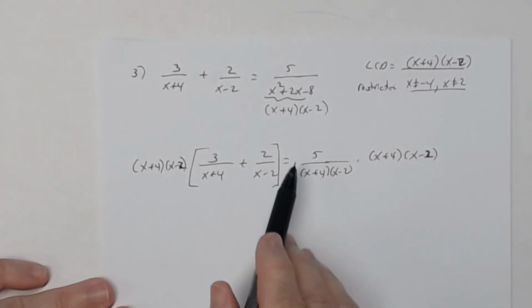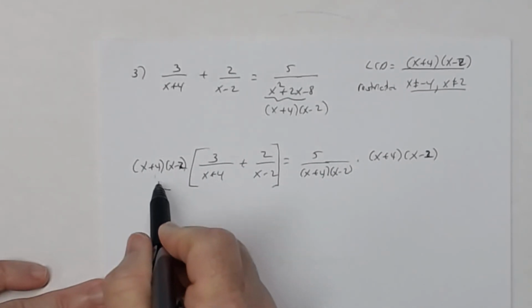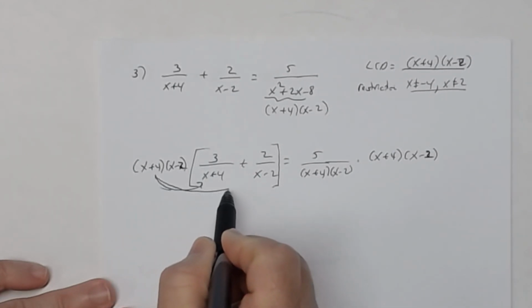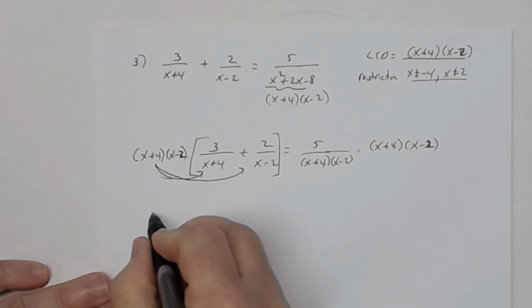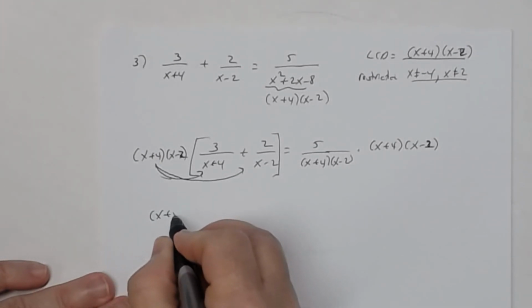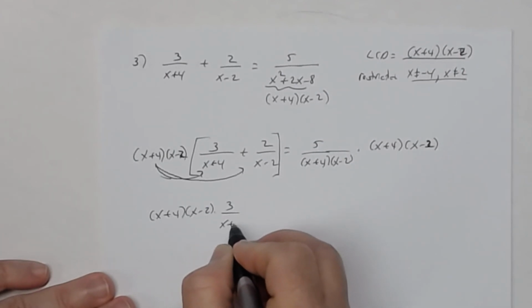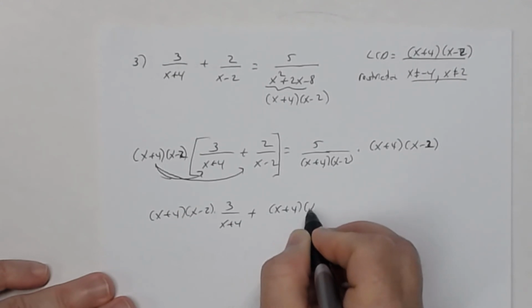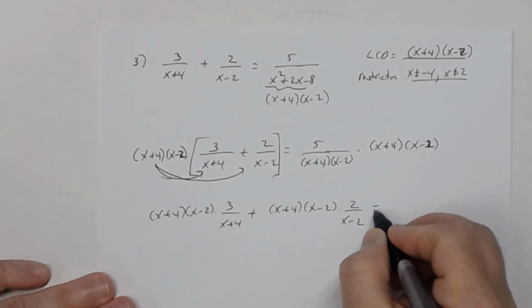Okay, now let's go ahead and get rid of the brackets. So remember, we're going to use the distributive property. So this LCD is being multiplied by that first fraction, and we're going to multiply the LCD also by the second fraction. And so your step is going to look like this. (x plus 4)(x minus 2) times 3 divided by (x plus 4), plus, and then (x plus 4)(x minus 2) times 2 divided by (x minus 2), equal.